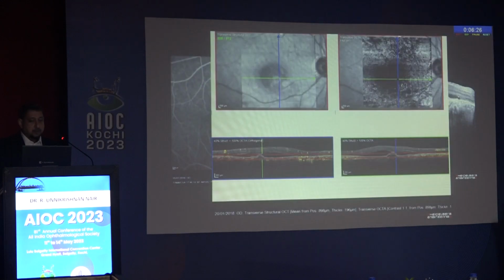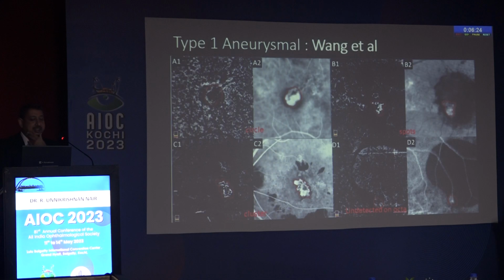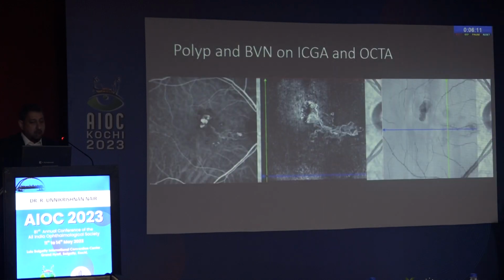So these are all comparatively well-detected things, and these are not. They are divided into circles, polyps, clusters, spots, and undetected. Mostly this is what we get. We don't detect it well. But the main thing is that OCTA is great to diagnose BVNs and bad to pick up polyps in PCV.